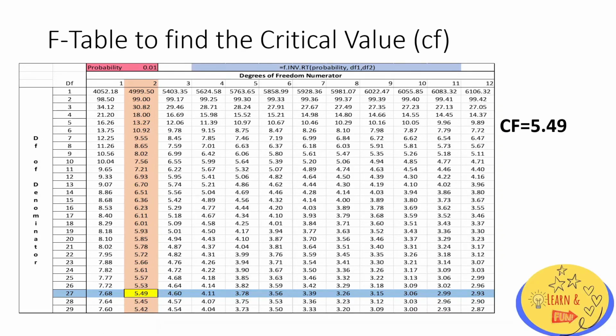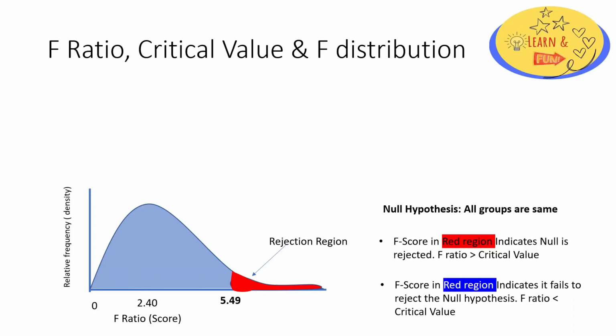Now this critical value is going to be important for you to decide whether the null hypothesis is accepted or rejected. Let's get into the F distribution, where I have a rejection range based on the critical value, and just see where your calculated value is. Since this is 0, 1, 2, 2.40 is somewhere here, in the blue range. And the critical value is 5.49. In this calculation, we found that our F score is lower compared to the critical value. In that case, you cannot reject the null hypothesis, and you cannot say that the groups are different.